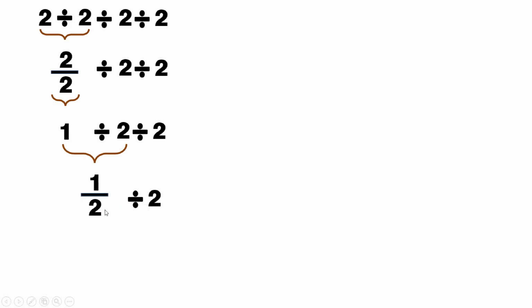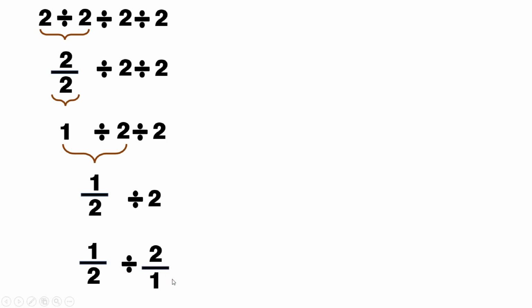Step 3, setting up the final step. Finally, we need to divide 1 upon 2 by the last 2. To make this easy to visualize, let's rewrite the whole number 2 as a fraction, 2 upon 1.